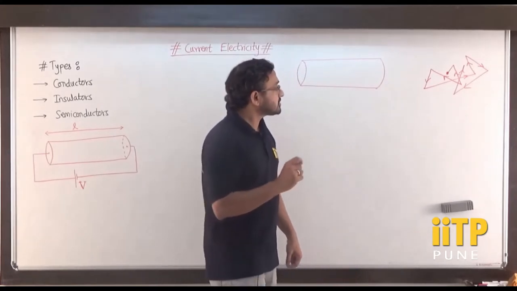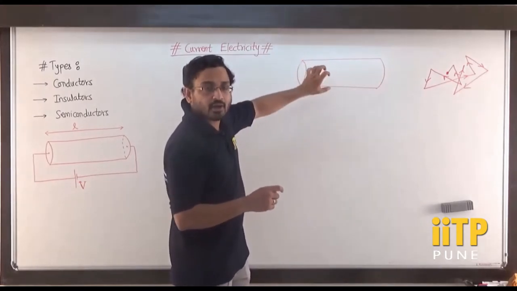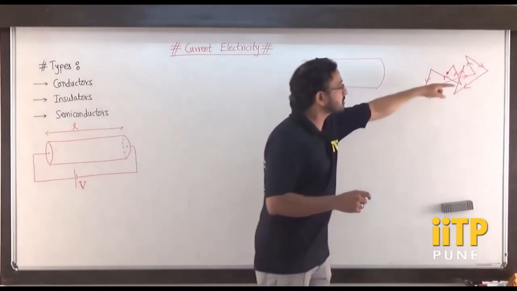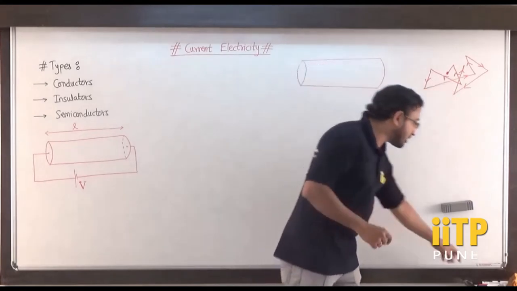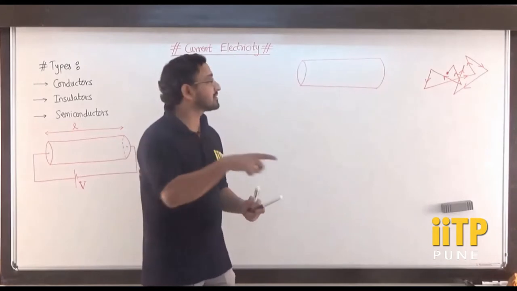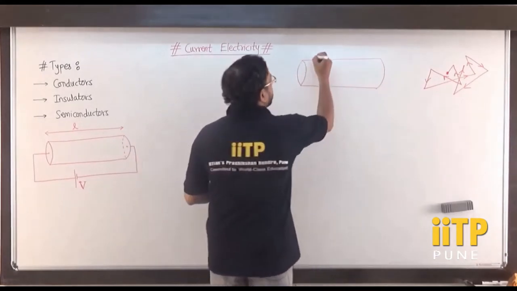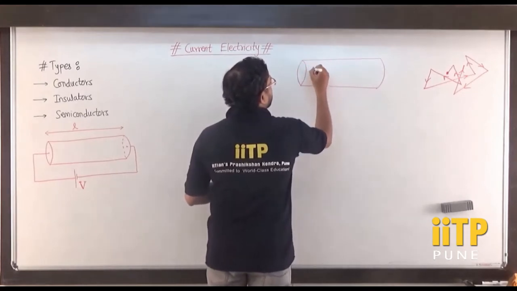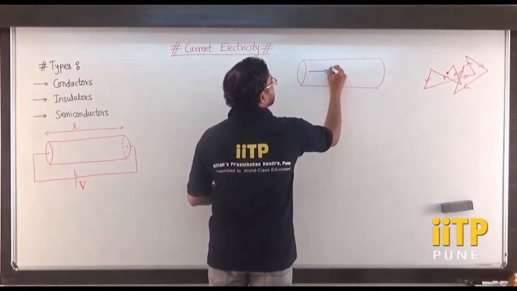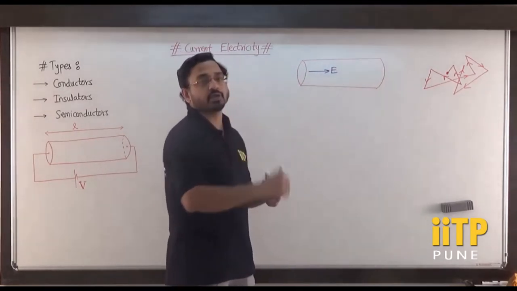Now suppose I have a rod like that, and this is a conductor rod, and in that conductor rod all these electrons are moving randomly as we show there. But suppose I generate an electric field inside this conductor. Suppose there is a mechanism by which I apply an electric field here. If I apply an electric field like this, then we know electrons always move opposite to the electric field.